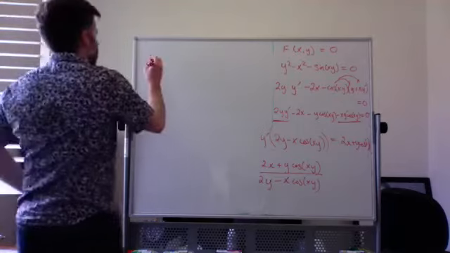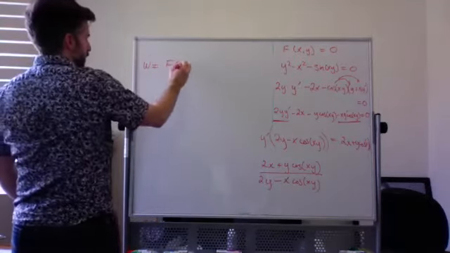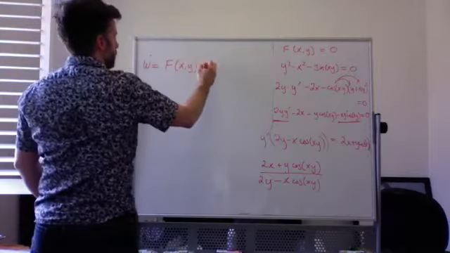Let's say we have, let's call W this function of X and Y, and let's say it's equal to zero.